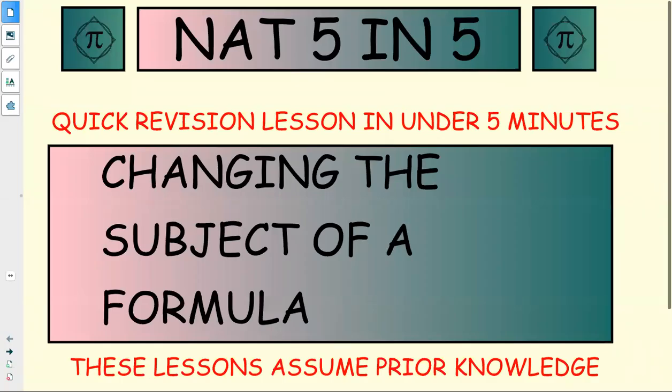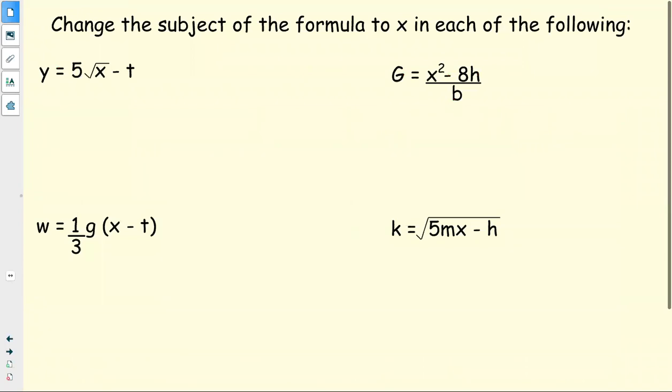We're going to do changing the subject of the formula. Okay, so number 1 here. Let's call this number 1. Okay, for y equals 5 square root of x, subtract t.